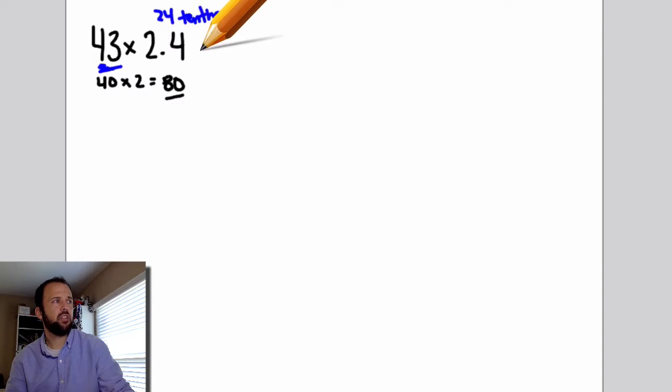And it's not changing the value of the number at all. It's just writing it in a different way, right? Because we know that there's 10 tenths in each whole. So I have two wholes here, so that would be 20 tenths plus the 4 tenths I already have here, so that's 24 tenths in total. So again, not changing the value, but just helping us to look at it in a different way, all right?